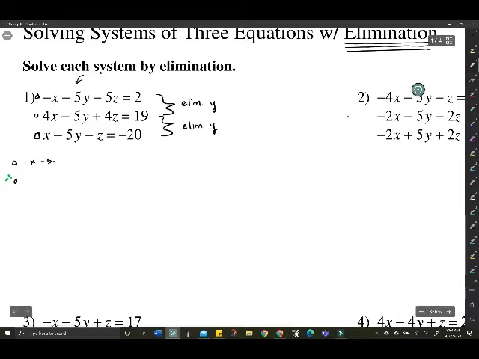-x minus 5y minus 5z equals 2. And then times -1 is -4x plus 5y minus 4z equals -19. Okay? And again, you could have actually multiplied the top equation by -1. Whatever you do, just make sure you do it to everything. The y's cancel, -5x, because I'm adding, minus 9z is equal to -17. So I'm going to hold on to that equation for a little bit later.